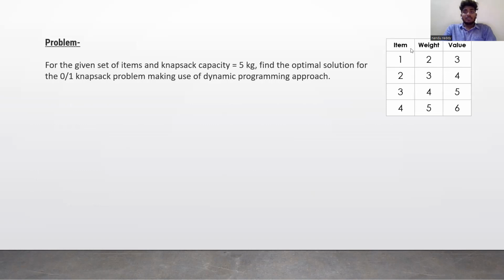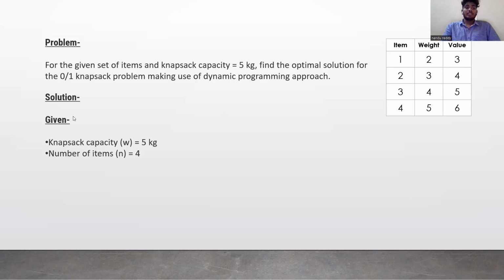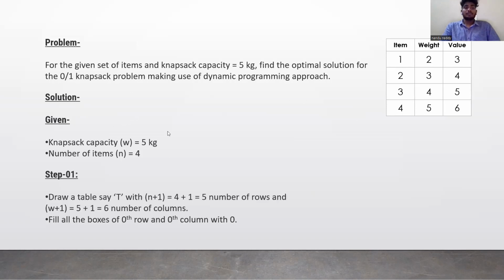Here is the problem given. For the given set of items and knapsack capacity equal to 5 kg, find the optimal solution for the 0/1 knapsack problem using the dynamic programming approach. Here are the items, weights and values given for this problem. Solution: the knapsack capacity is 5 kg and the total number of items is 4.